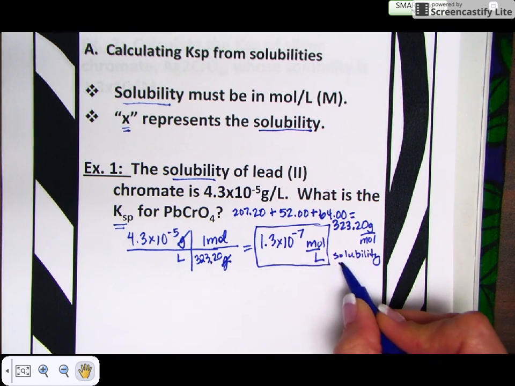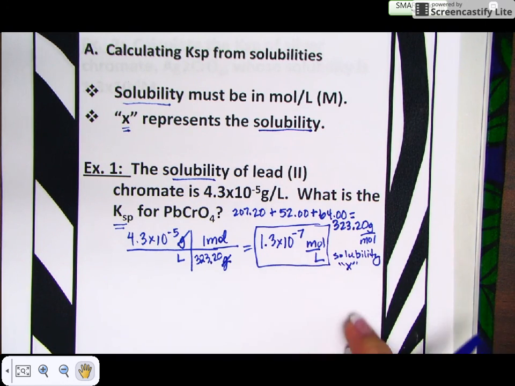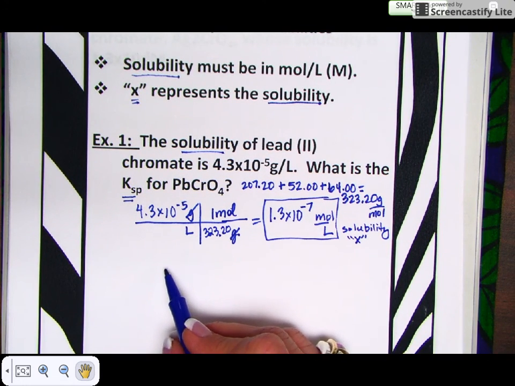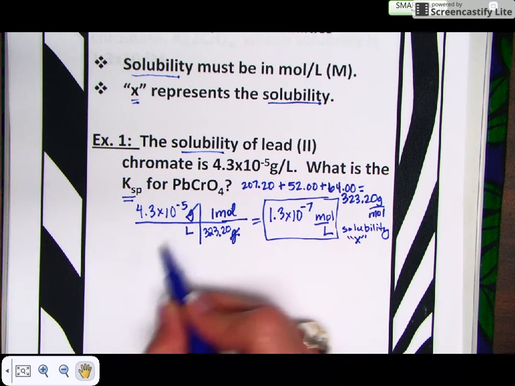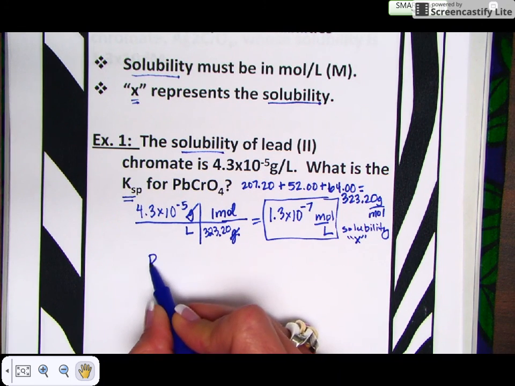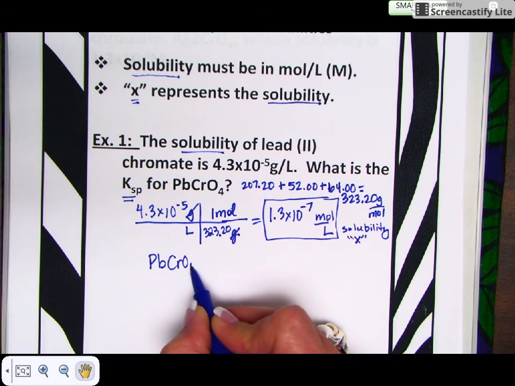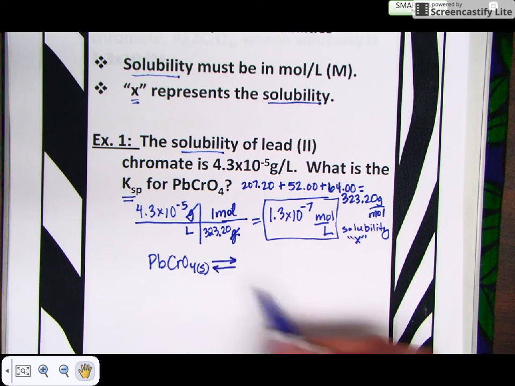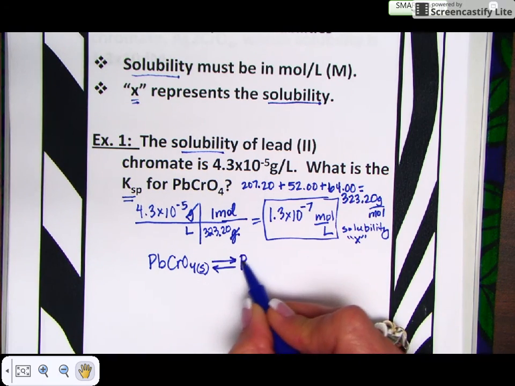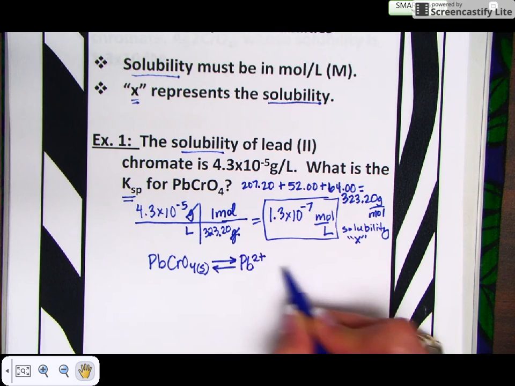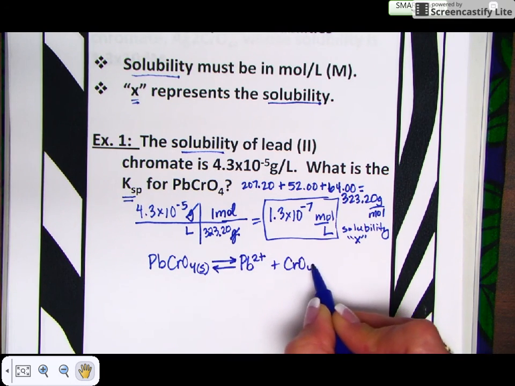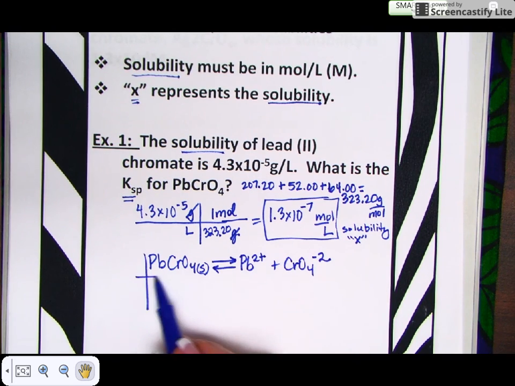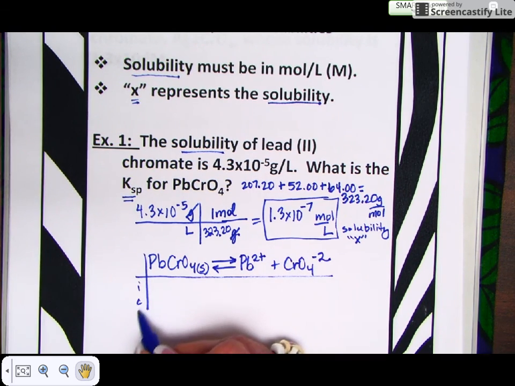Now remember, solubility is going to be what X is when we do our ICE tables. So let's write our equilibrium reaction here for this slightly soluble salt. PbCrO4, and remember these are solids. They're going to form equilibrium when we put them in water. This is going to pull apart into the lead 2 ion and the chromate ion. These ions are aqueous. You don't have to write that, but all ions have to be aqueous.